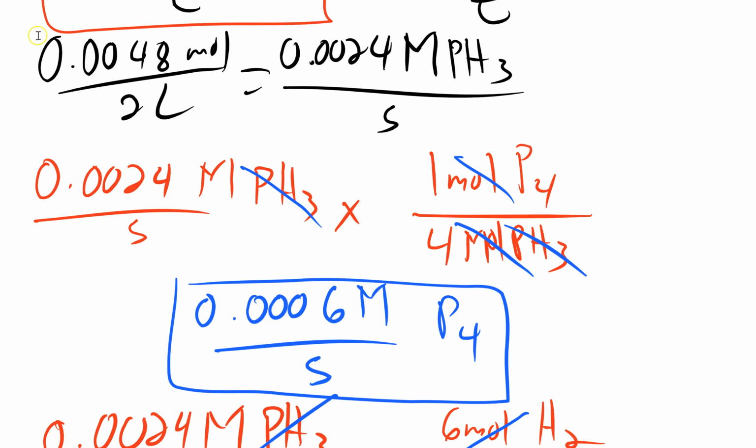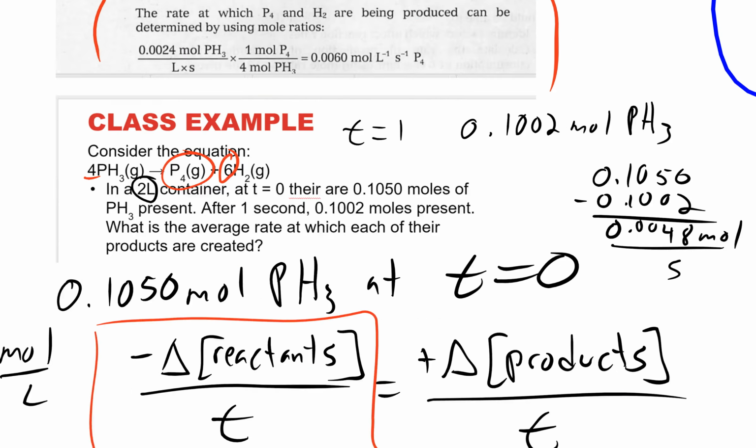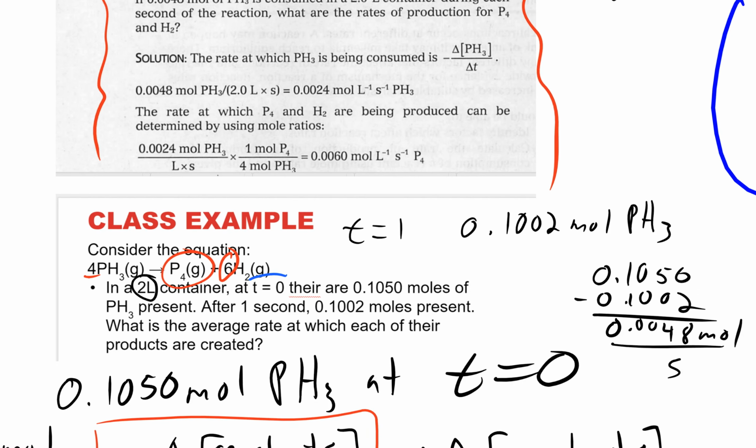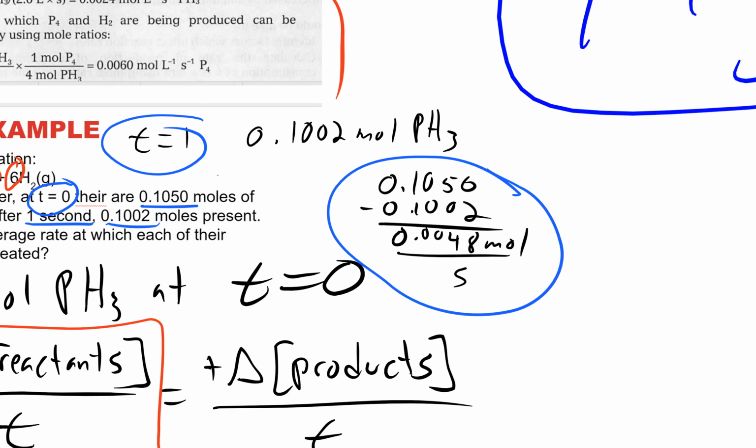So I took 0.0048 moles and divided it by 2 liters to get molar, because molarity is equal to moles per every liter. Where'd I get 1 second? Oh, because it said at t equals 0, there's this much. At t equals 1, after 1 second, that much. That's why I initially subtracted these two values from each other to get how much is decreasing for every 1 second. Sure.